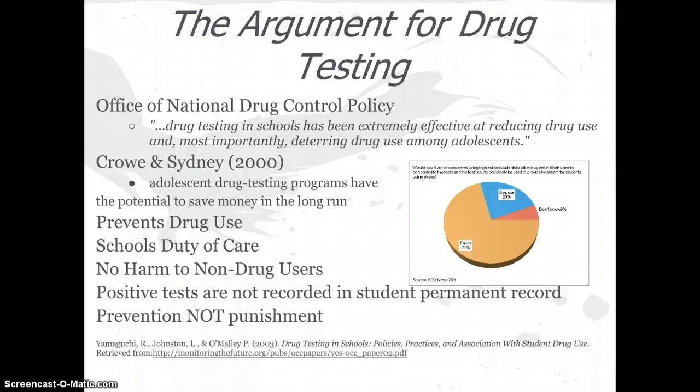The chart on the side is not very clear, but it asks the question, would you favor or oppose requiring high school students to take drug tests if their parents consented to the tests and the test results could only be used to provide treatment for students using drugs? The red responded with, I don't know, which is 6%. The blue area was opposed to it, 23%. And the tan area was in favor of it at 71%, so pretty overwhelming were in support of it. This image was published by Fox News in July of 2001.